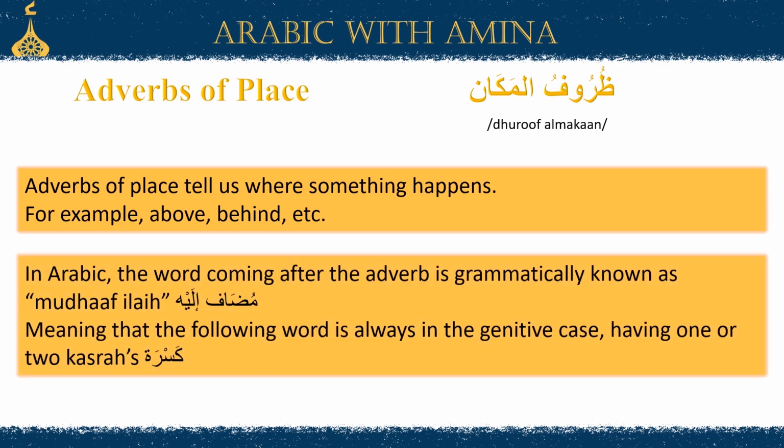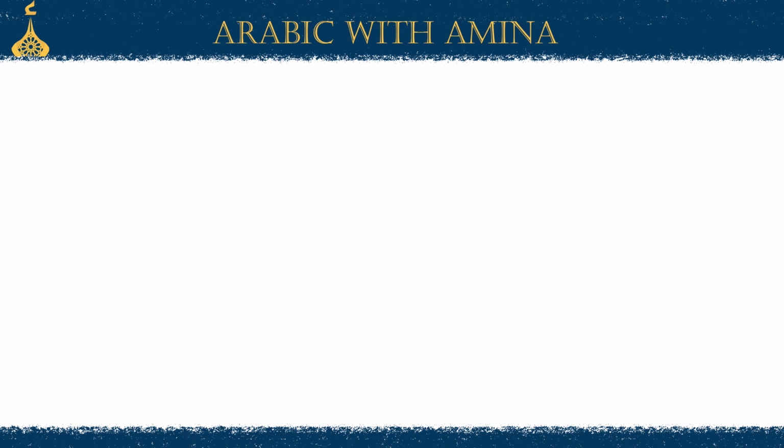In Arabic, the word that comes after the adverb is grammatically known as مضاف إليه. A مضاف إليه is always in the genitive case, meaning that it will have the corresponding harakat or tanween, which is a kasra. Now on to the adverbs of place.